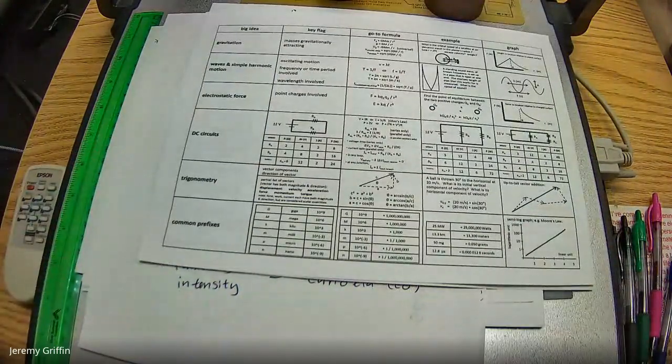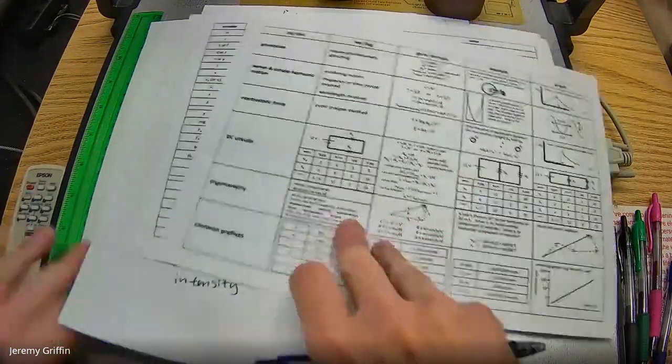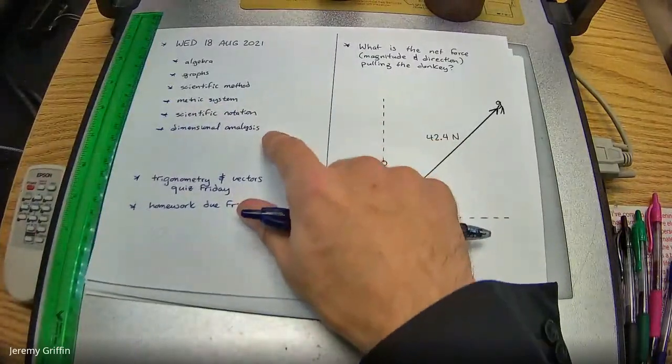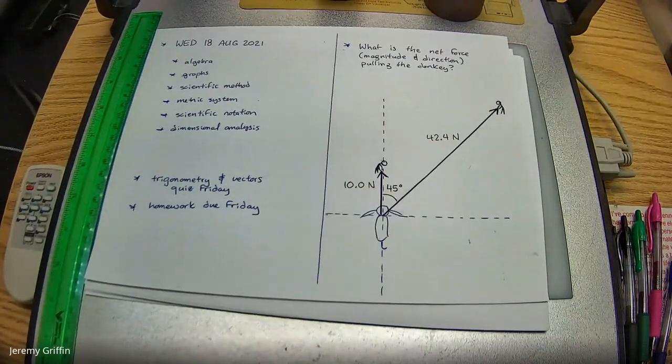So you guys got prefixes? All right, so we're doing pretty good. Tomorrow I'll do scientific notation, dimensional analysis with you guys, maybe a little bit more vector practice. Get you guys ready for Friday. Yeah, Paul?